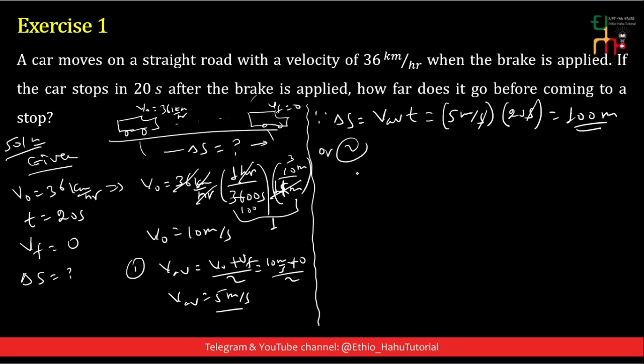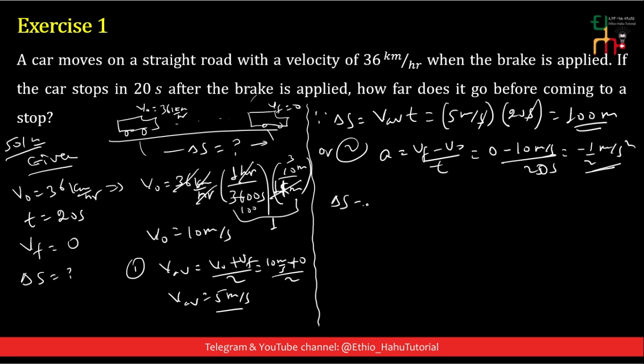Or in other ways, first let's find acceleration. Acceleration is equal to V final minus V initial divided by time. V final is 0 minus V initial is 10 meter per second divided by T is 20 seconds. This is equal to minus 1 over 2 meter per second square. The negative sign shows that the car is decelerating.